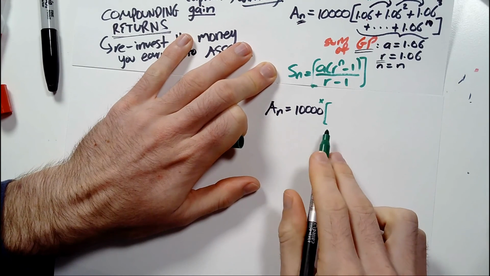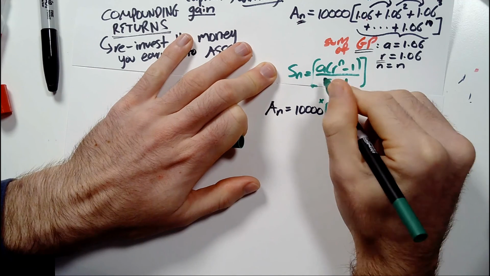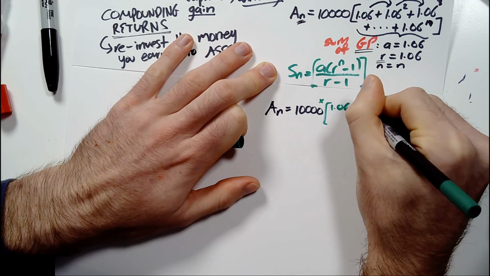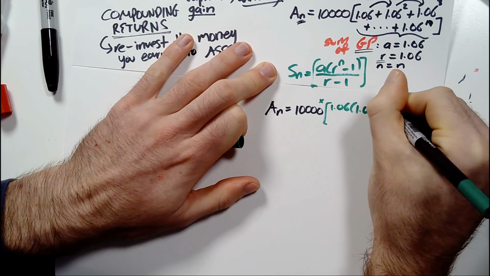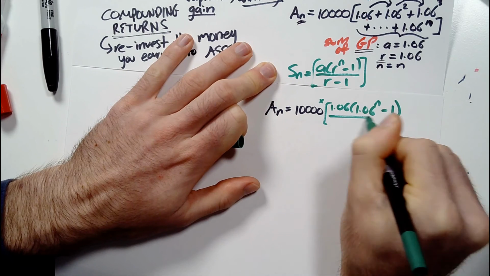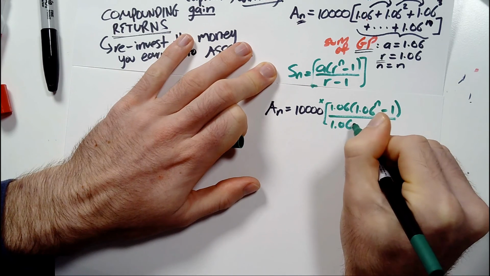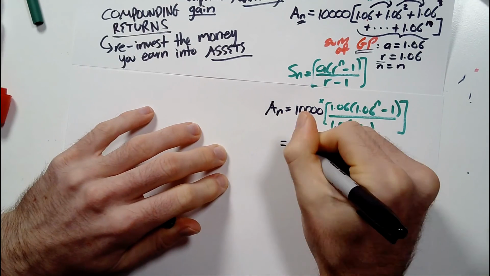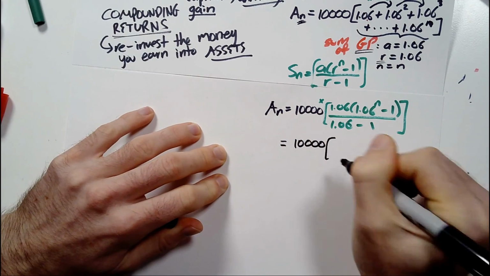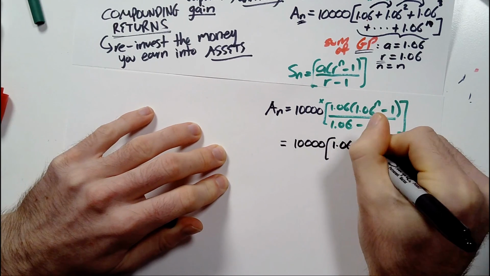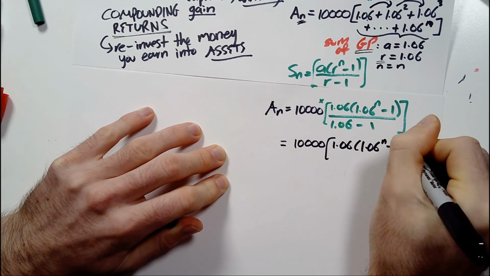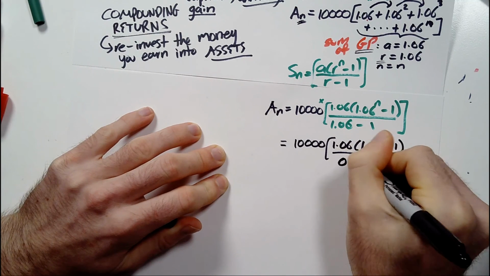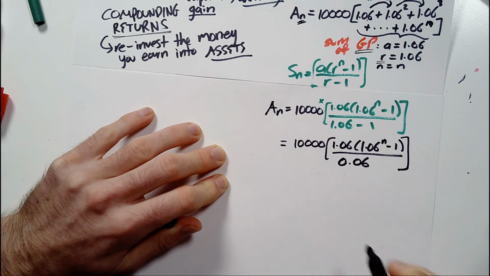So we have $10,000 times A. We said A was 1.06. And then that multiplies by 1.06 to the power of n, and we minus 1. And then we divide by 1.06 minus 1. So I'm just following the formula there. So what are we left with? 10,000 bracket 1.06 bracket 1.06 to the n minus 1 all over, what's 1.06 minus 1? Well, 0.06. And we do a square bracket.